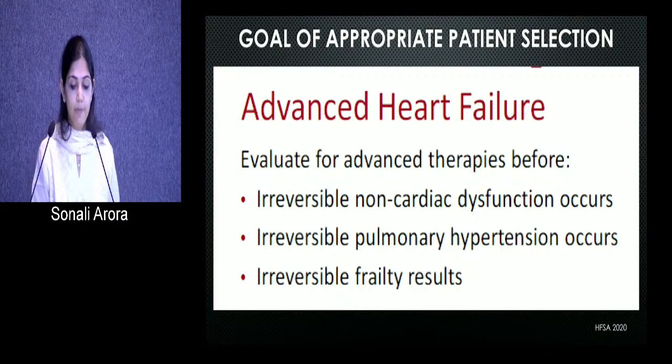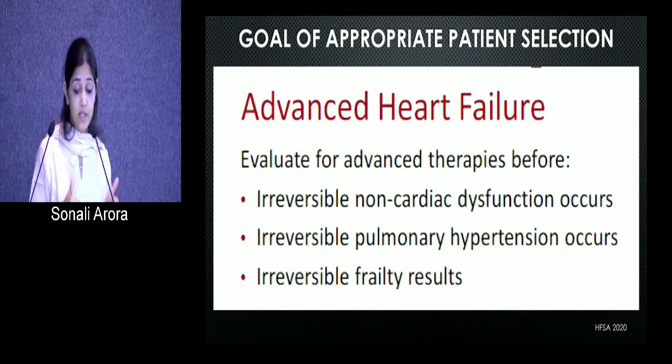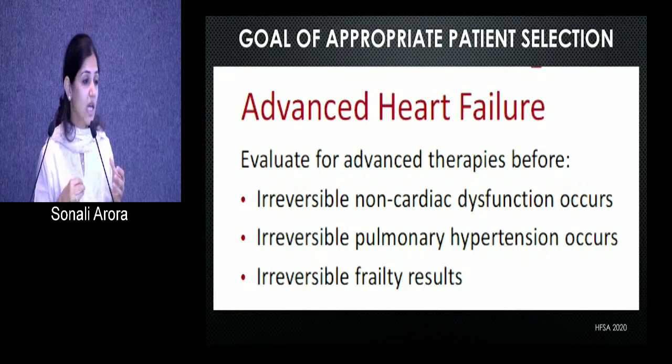So the goal of appropriate patient selection would be to evaluate for advanced therapies before irreversible non-cardiac dysfunction occurs, irreversible pulmonary hypertension occurs, and irreversible frailty occurs. I think we don't pay a lot of importance to frailty, but it is extremely important because it is not diagnosed easily. These patients come in wheelchairs. They are not doing any physical therapy, not exercising at home. They're losing all the muscle mass, but you don't see any weight loss because they have fluid. But actually, they're having cardiac cachexia. So I think we really need to pick these patients before they develop these 3 things for better outcomes after advanced heart failure therapies.